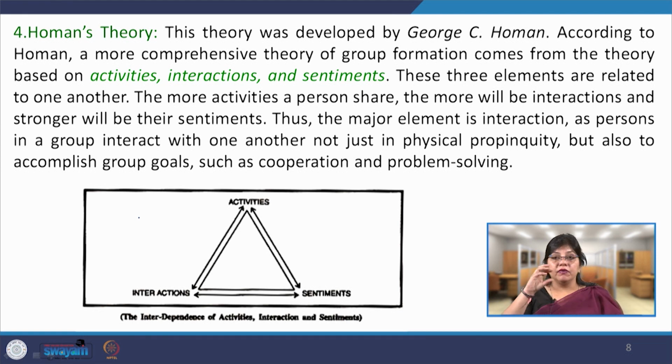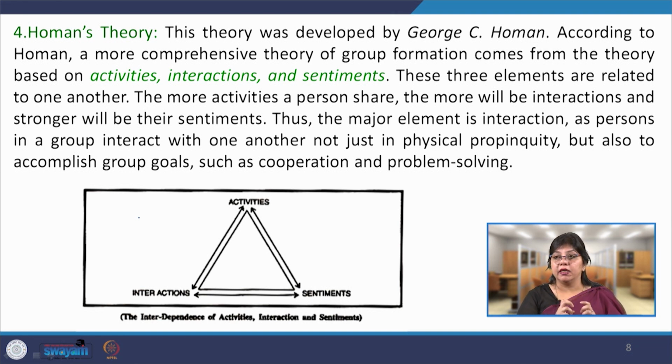We decide the roles and norms of every group member, what person will perform which kind of activity. As soon as the activity is performed, there is a spark of interaction with the other members of the group. As soon as the interaction levels are raised, ultimately people get associated with the task and with the members, and they tend to channelize their sentiments as well. So, activities, interactions and sentiments work all together, and there is a form of relationship among the members based on these three elements.